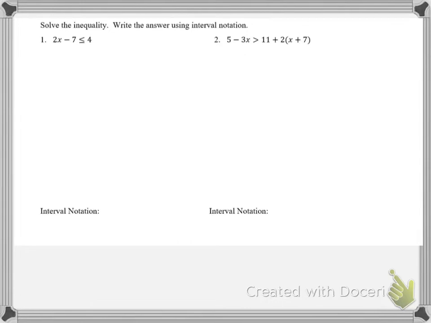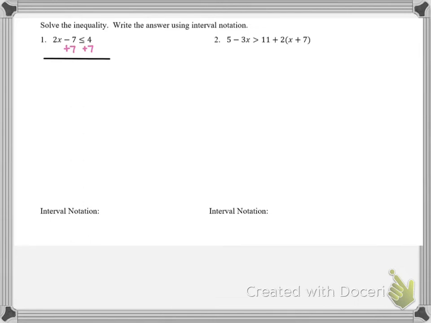In this video, we will look at two examples of solving linear inequalities, and we will also look at how to express our final result in interval notation. Our first inequality is 2x minus 7 is less than or equal to 4. So our first order of business is to isolate the x term.